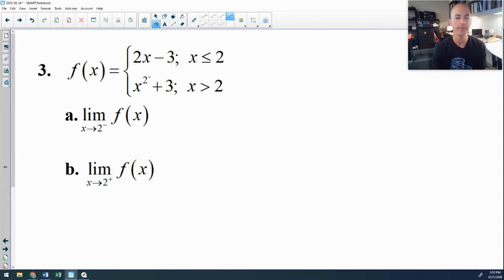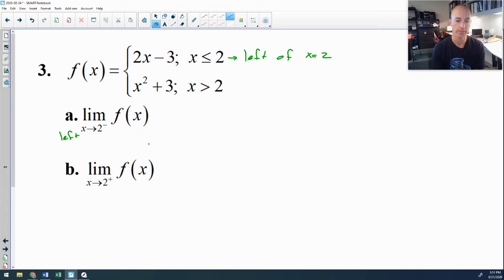So here we have a piecewise function for x equals 2, and on the left side of 2, we have the line 2x minus 3. We have the quadratic for x is greater than 2. And if I'm looking at part A, it's x approaches 2 from the left. Now this time we cannot ignore that left side. We have to think about it right now, and we have to look up at this function, and where is the left side of 2? And that's going to be when x is less than 2. So x is less than or equal. So left side is up here.